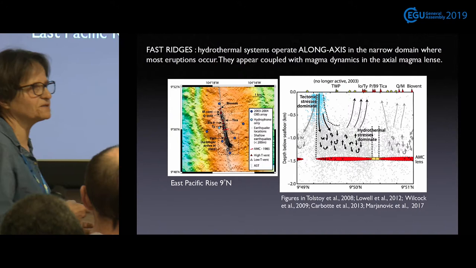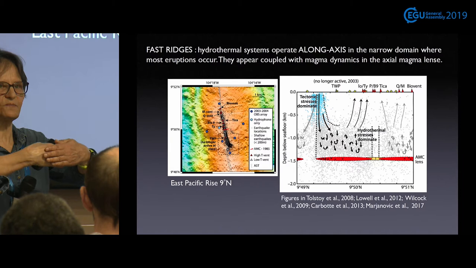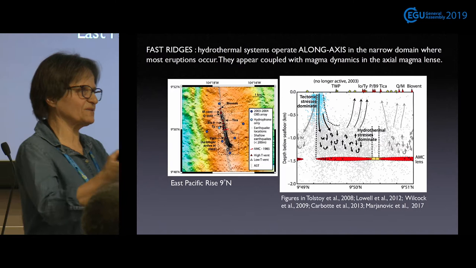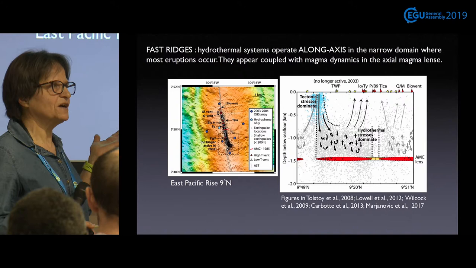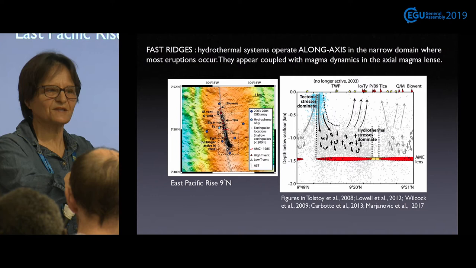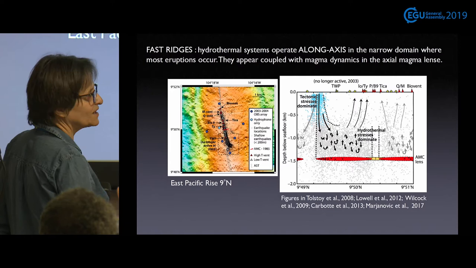we always have a tendency to draw pictures of ridges across axis, okay? Because we want to show that they are creating plates. But actually, especially in a ridge like the fast spreading ridges, where you've seen that most eruption is occurring in a very narrow zone along axis, it makes clearly more sense to expect things to be driven along axis.